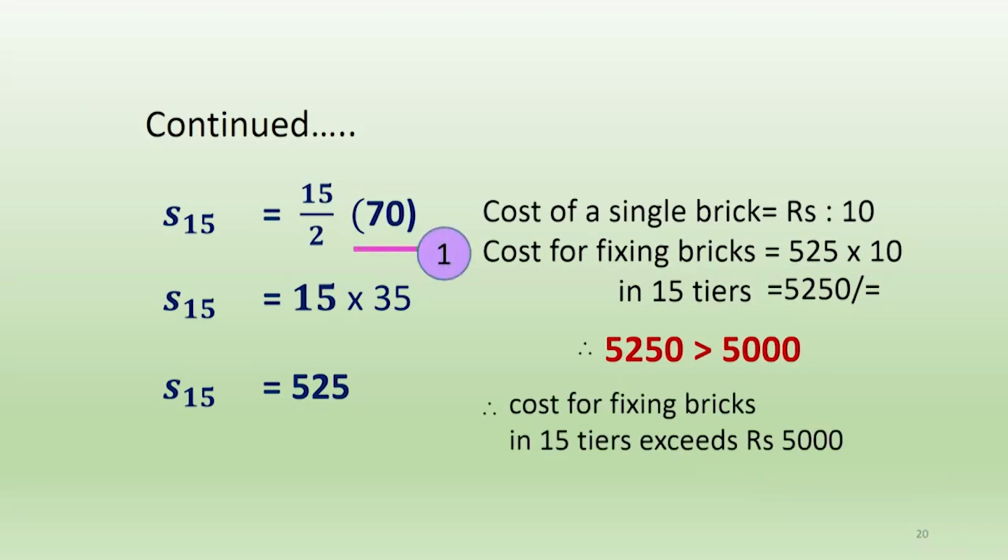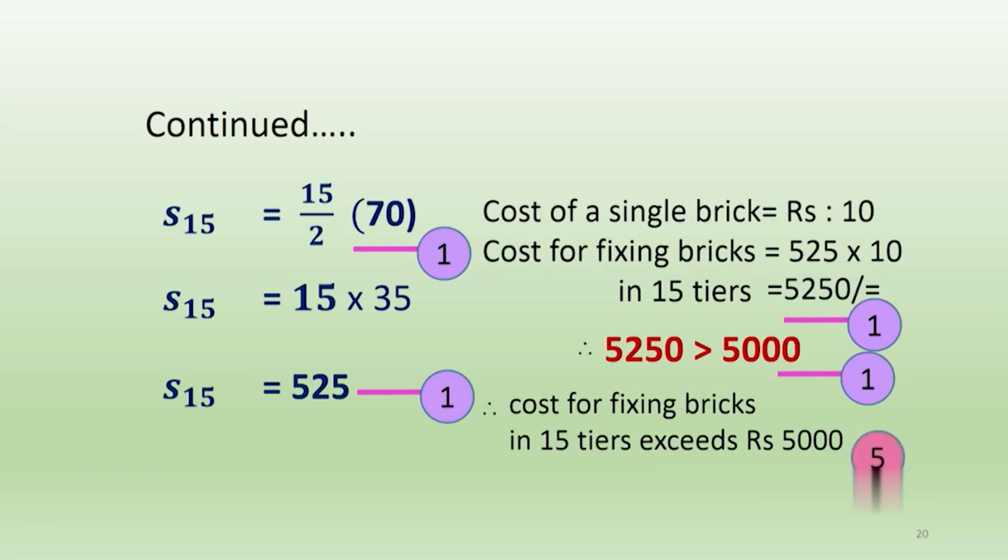In here I want to say how many marks you will get. For that part, if you have written S15 is equal to 15 over 2 times 70, you may get 1 mark. And for the answer you have 1 mark. And when you take the cost that you spend to fix the bricks, you have 1 mark. Then to represent the inequality, that 5,250 is greater than 5,000, you have 1 mark.